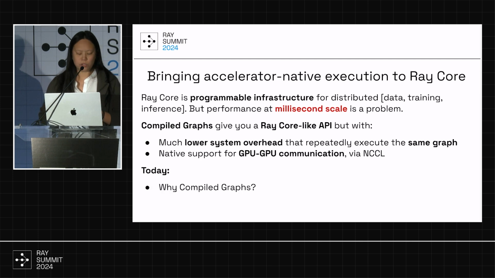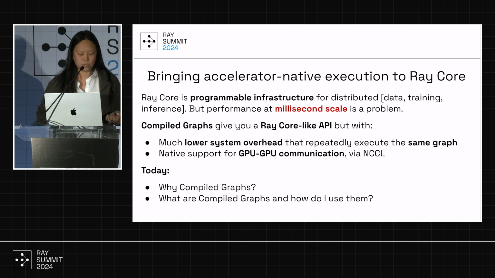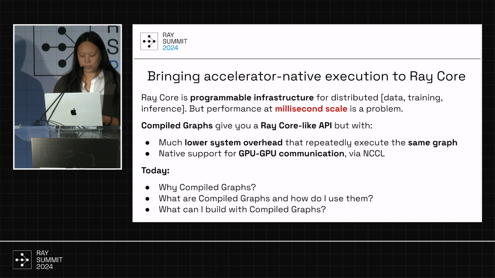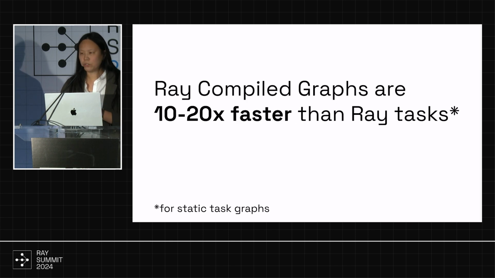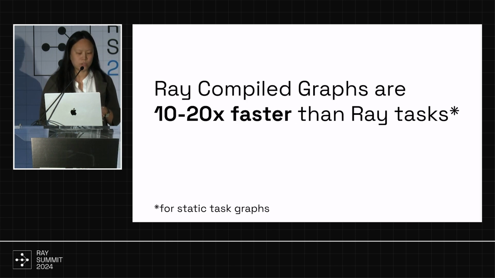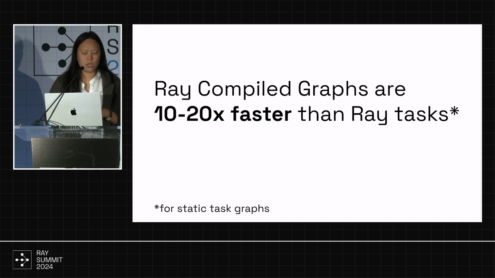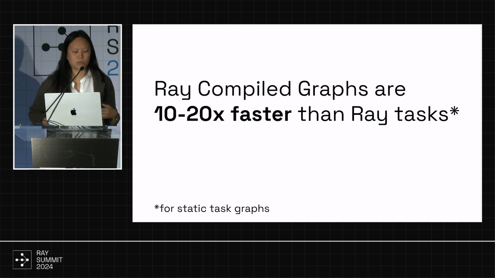So today we'll do an overview of why we built this system, what the API is and how you can use it, and also some exciting use cases that you can build out with compiled graphs. One of the major takeaways is that Ray compiled graphs are 10 to 20 times faster than Ray tasks run on the classic Ray core backend. And this is specifically for static task graphs.